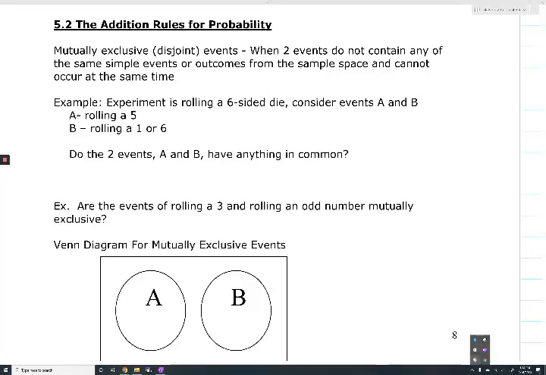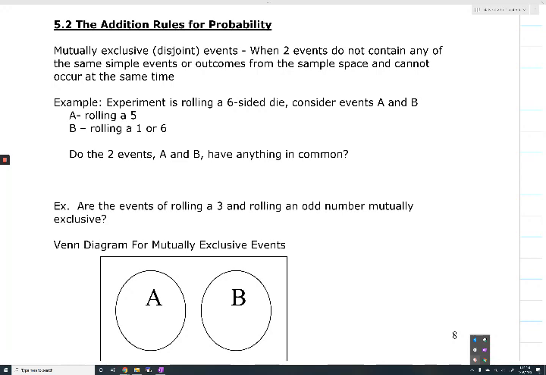All right, we're going to start 5.2 now. We're going to talk about the addition rules of probability. We briefly talked about them a little bit in 5.1 when we had some of those ors. But today we're going to get much more into it and kind of define it better. So first we needed some definitions.